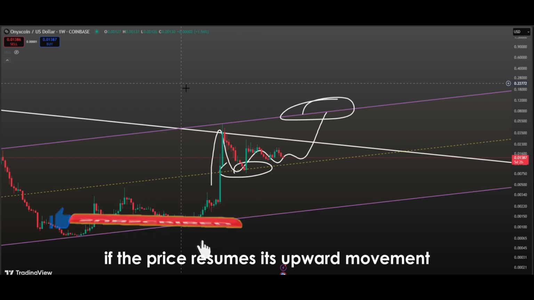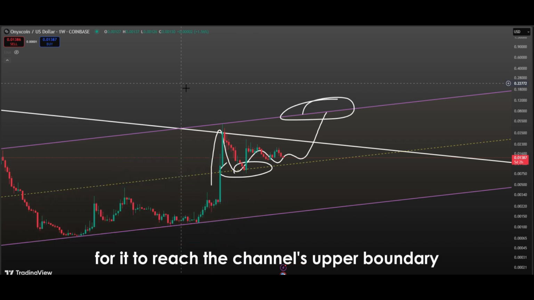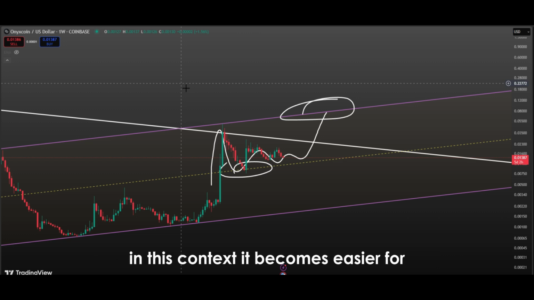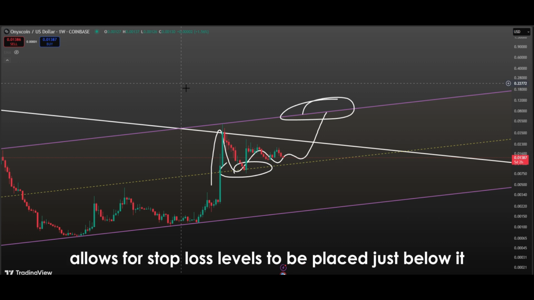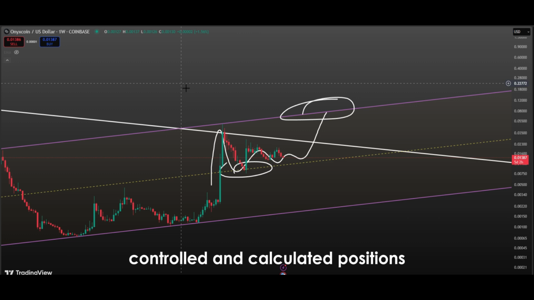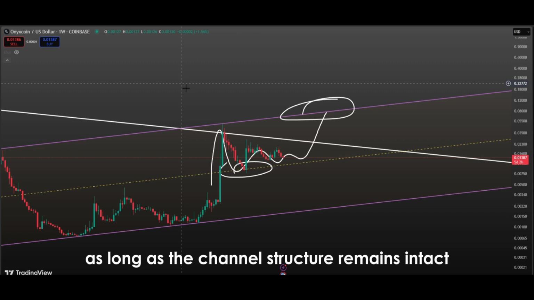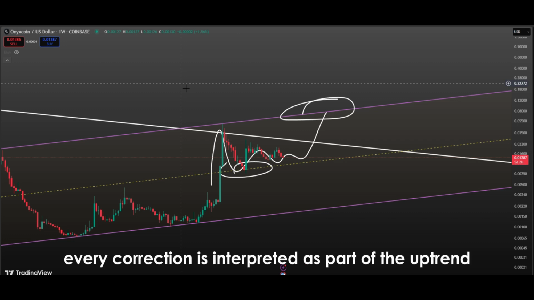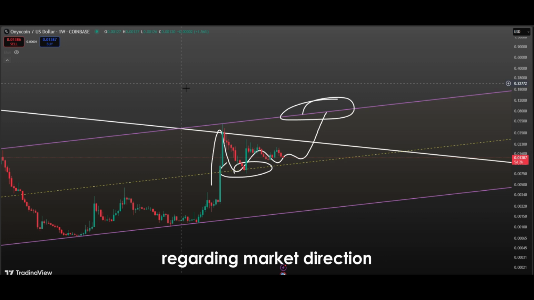If the price resumes its upward movement after testing the midline, it becomes technically possible for it to reach the channel's upper boundary. In this context, it becomes easier for investors to calculate potential risk-reward ratios. Holding at the midline allows for stop-loss levels to be placed just below it, helping investors open more controlled and calculated positions. Moreover, as long as the channel structure remains intact, every correction is interpreted as part of the uptrend. Especially strong formations like ascending channels provide significant signals to investors regarding market direction.